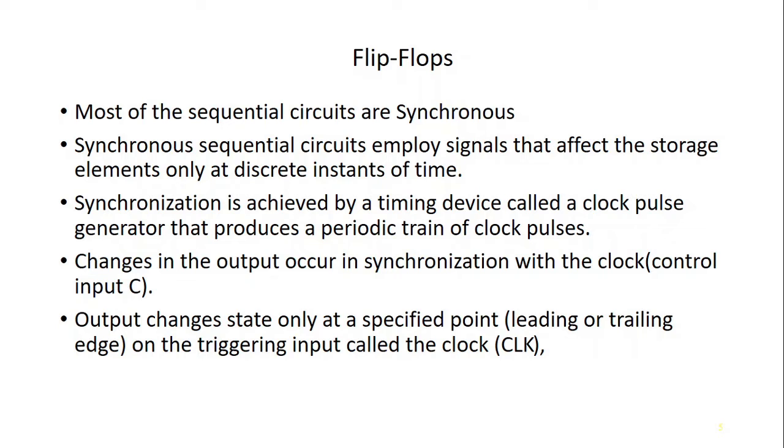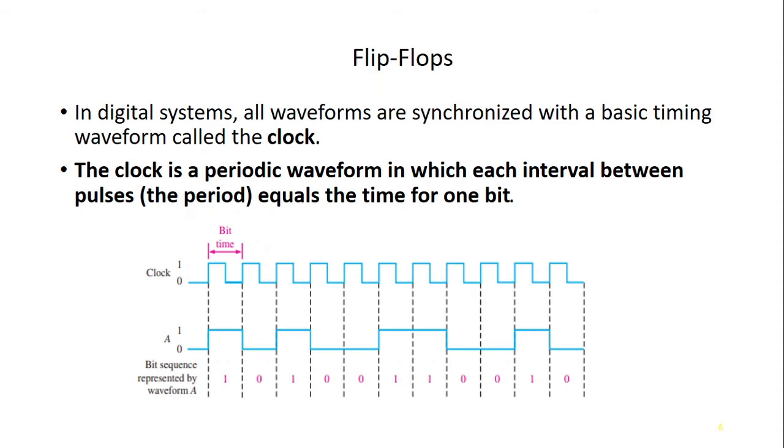Output changes state only at a specified point, either at the leading or at the trailing edge of the triggering input called clock. In digital systems, all waveforms are synchronized with a basic timing waveform called clock. It's a periodic waveform in which each interval between the pulses equals the time for one bit. The picture shows the timing clock signal.